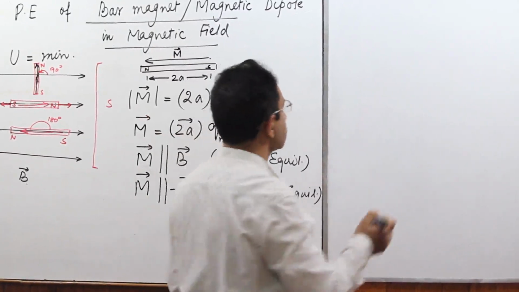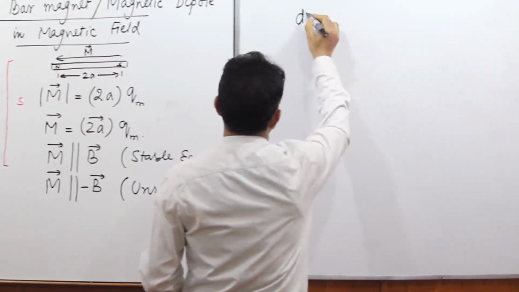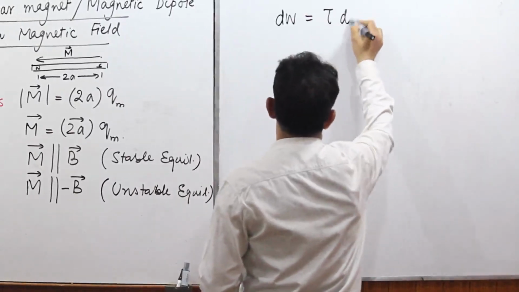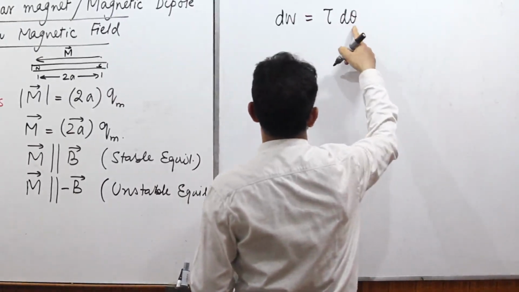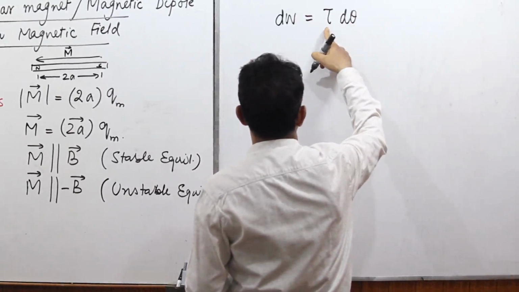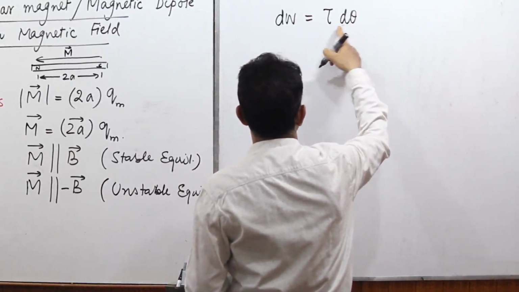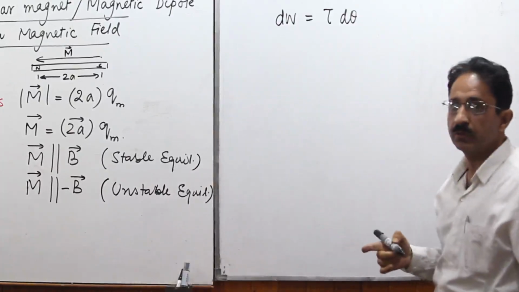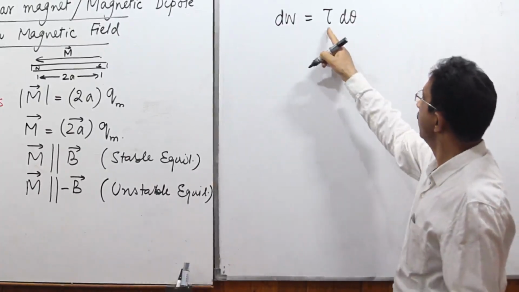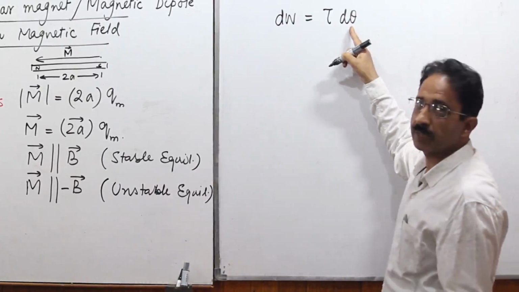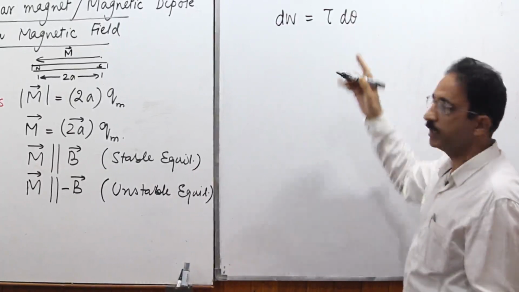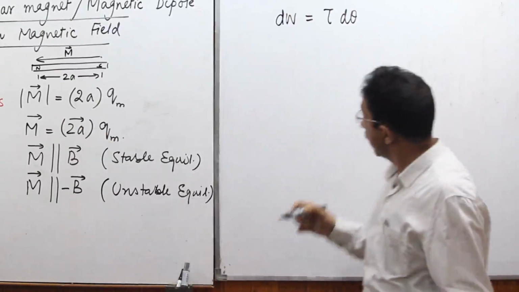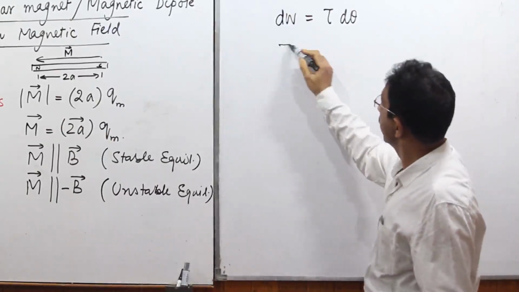Rotational dynamics tells us that whenever we give an object a rotation in the presence of a torque, say the rotation is d theta, or there is a torque acting on the object, then in the presence of that torque, the work done would be dw, and dw is equal to magnitude of torque multiplied by d theta. D theta is the small rotation which we give to this dipole.